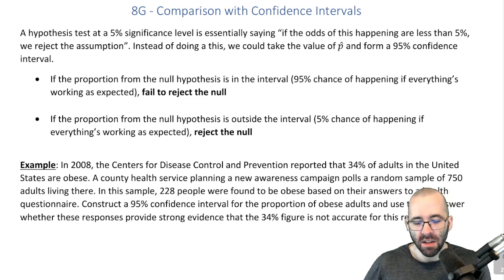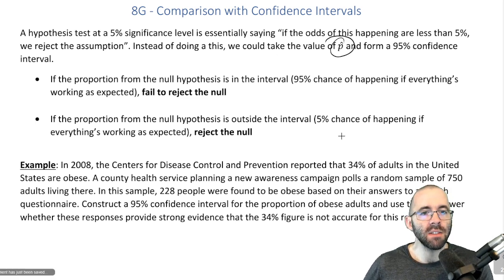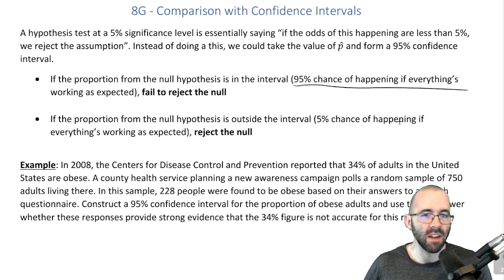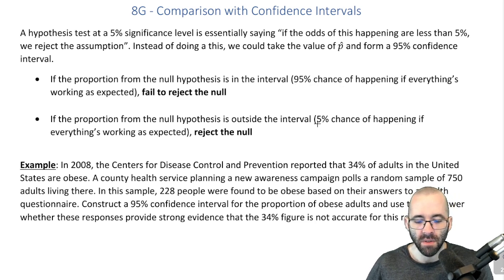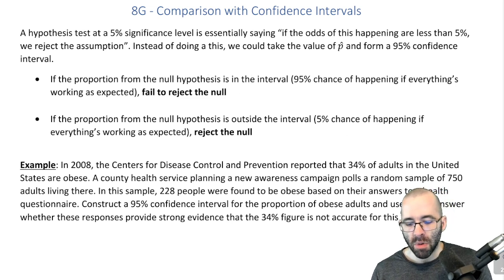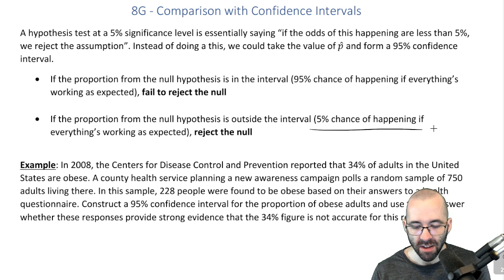Another way of doing that would be to use p hat to generate a confidence interval. Because if the proportion from the assumption is in the confidence interval, that's essentially saying there's a 95% chance of this happening if everything's working as expected. Then, with a 95% chance, no, we're not going to reject the null. But if the proportion from the null hypothesis is outside of that confidence interval, which will only happen 5% of the time, that's when we reject the null.